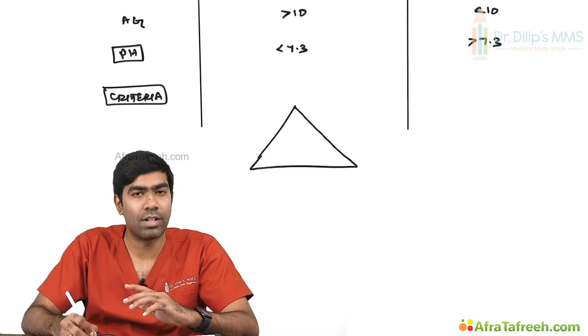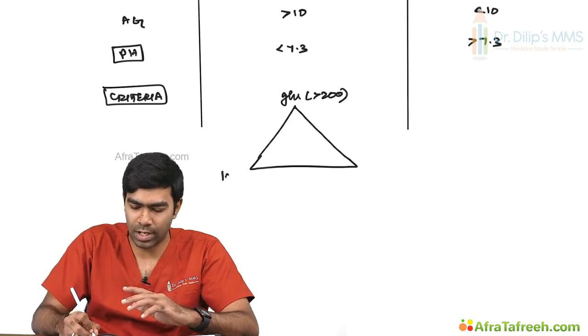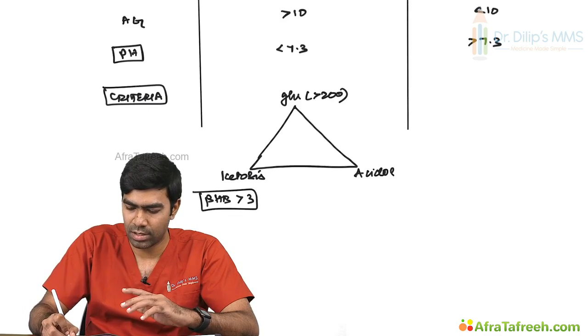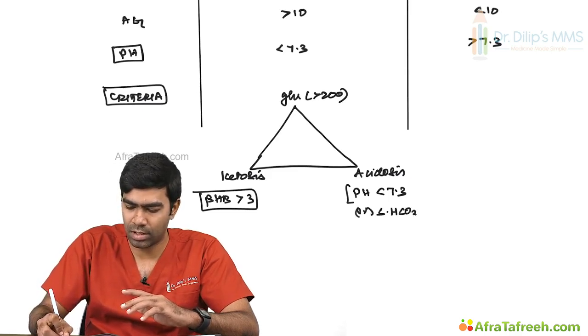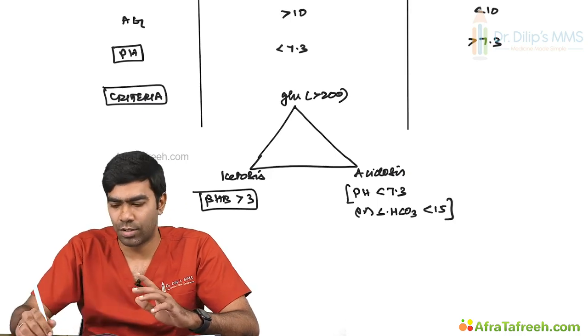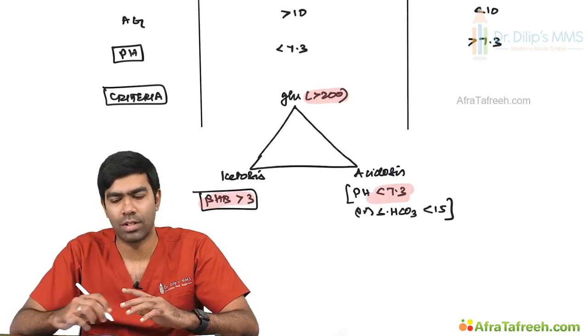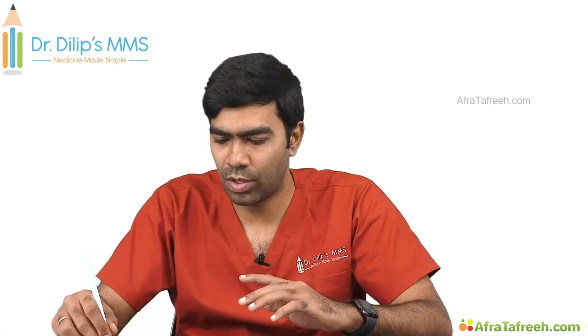That is, you should have a hyperglycemia, more than 200 is enough, and there should be a ketosis defined as plasma beta hydroxybutyrate more than 3, and there should be acidosis defined as venous pH less than 7.3 or serum bicarbonate, venous bicarbonate less than 15. So that's why it is called a diabetic ketoacidosis. So just having hyperglycemia without any evidence of ketoacidosis, you cannot take it as a DKA.